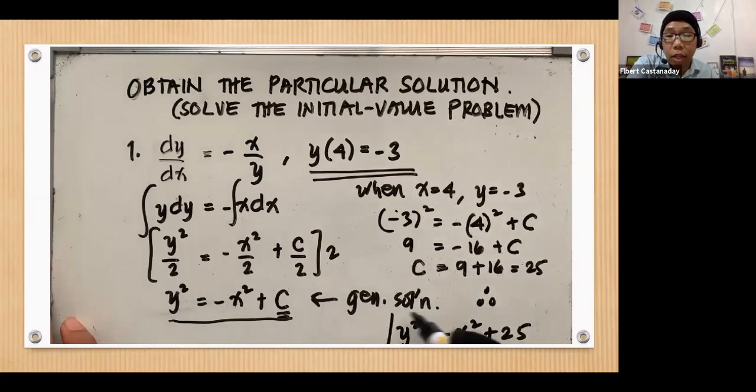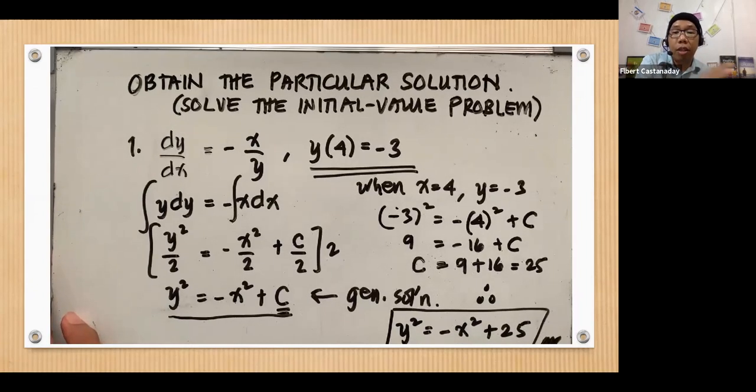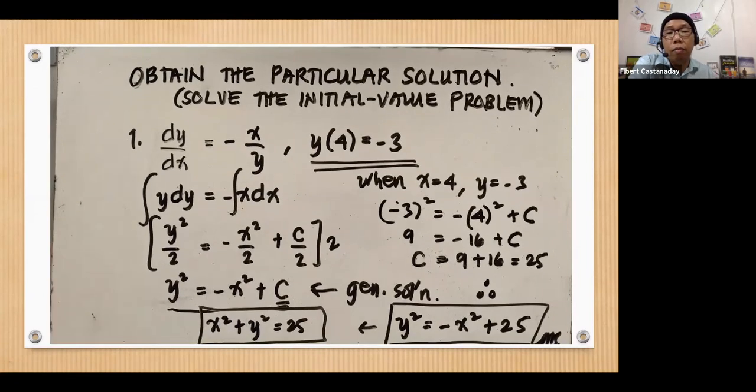Okay, or you can actually transpose the x squared to the left-hand side. You can combine them and put them into the left-hand side of the equation. So it will give us x squared, positive x squared, plus y squared equal to 25. That is the equation of a circle, right? So this is now the particular solution for this given problem.